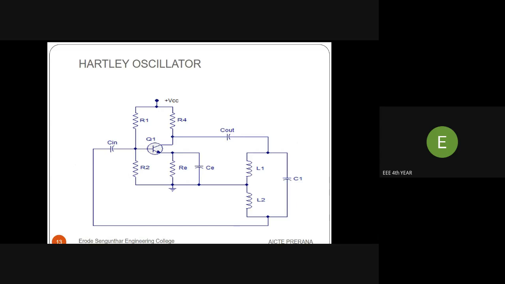The output voltage of the amplifier appears across L2 and the feedback voltage across L1. Hence, L1 and L2 act as a potential divider. The terminal 3, that is the center terminal of the feedback circuit, is at earth potential. Terminal 1 is at positive potential and terminal 2 is at negative potential. So the phase shift between 1 and 2 in the feedback circuit is 180 degrees.